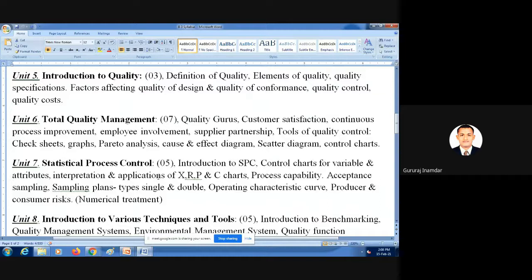Now next is employee involvement. How every employee will be involved, this is also our duty. Supplier partnership, whatever the raw material is. Now supplier partnership is nothing but if you consider all the factors.